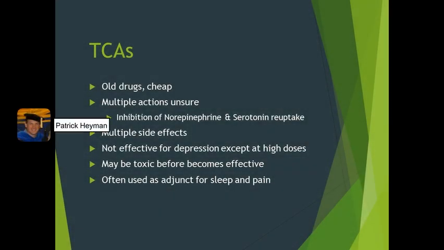Okay, our first actual drug class is going to be tricyclic antidepressants, also known as TCAs. These are very old drugs. They are cheap. As stated before, they are theoretically effective if you can get them to a high enough dose for long enough. However, that is an extremely difficult thing because they have multiple actions, and as a result, they have a lot of side effects. We think that the primary therapeutic effect is through the inhibition of norepinephrine and serotonin reuptake, which in turn is going to increase the amount of norepinephrine and serotonin. Because of that, they've got a huge number of side effects.